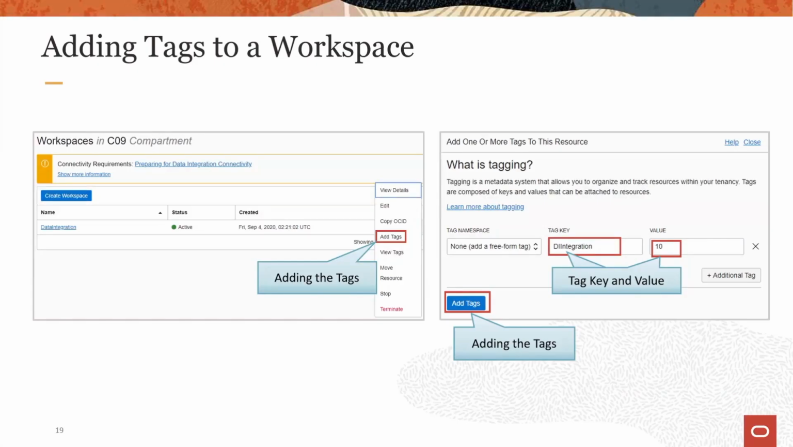As you see in this screenshot, you can select the Add Tag option, enter the tag key and value, and then click Add Tag.